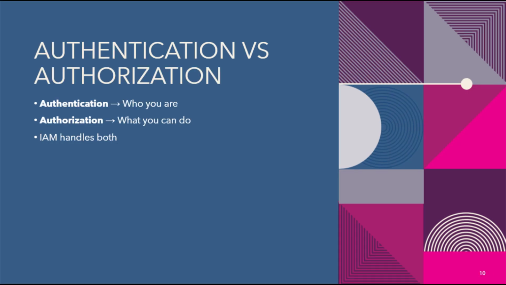Authentication versus authorization. Authentication means verifying identity, who you are. Authorization means defining permissions, what you can do. IAM handles both authentication and authorization in AWS.